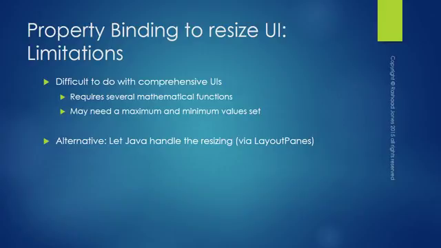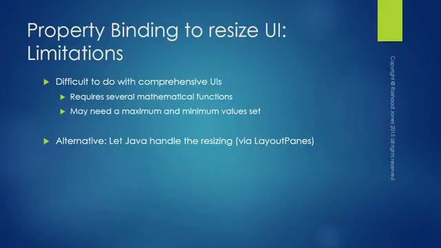Another thing that's difficult with property binding, if we were to do it this way and we had a full comprehensive UI where we had multiple buttons, text and labels, things of that nature, a lot of visual components that we're displaying, and we want to do property binding for all those things, then it's going to require several mathematical functions. And I'm finding that a lot of computer science majors chose computer science because they want to get away from math. So I don't know if this is something you would like to do.